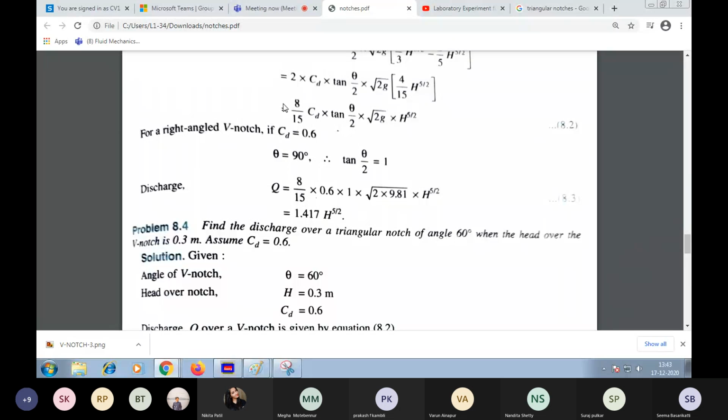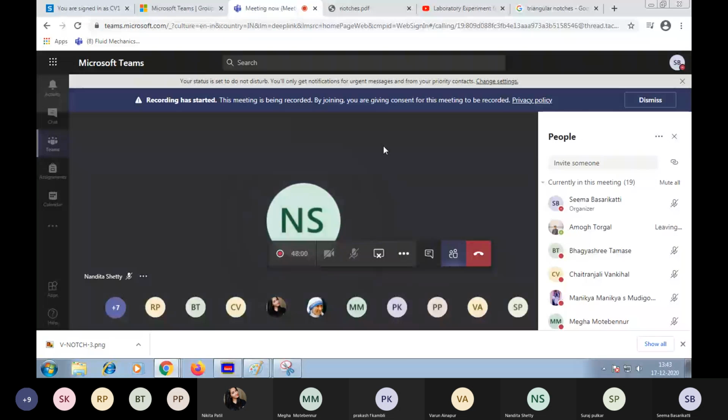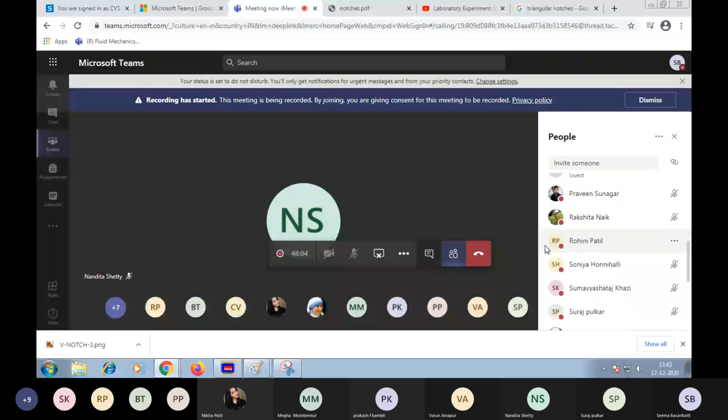So if you have taken the equation, then we'll solve a few problems on a triangular notch. Hope you have taken the equation for the triangular notch. Yes, ma'am. Yes, take a problem.